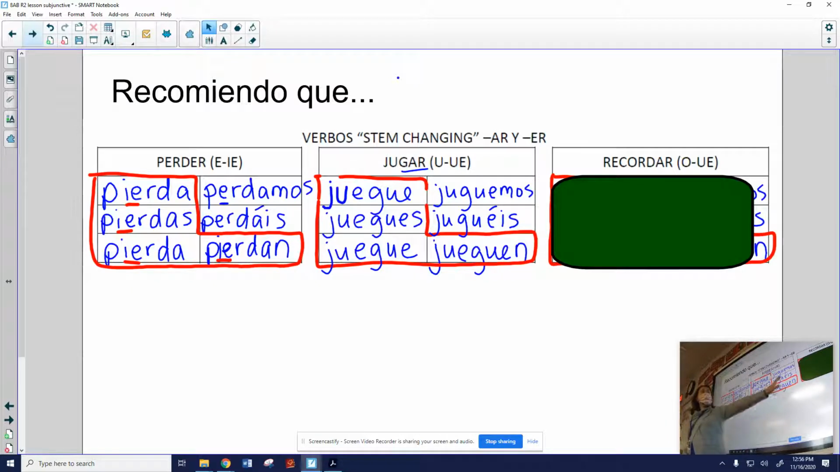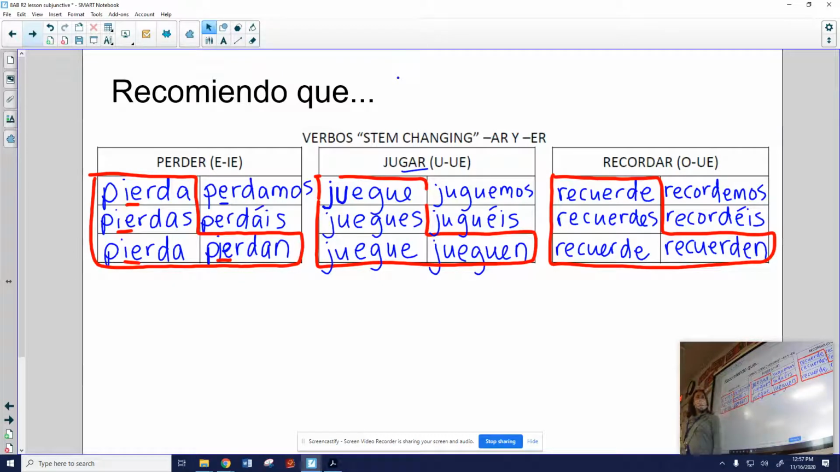Otra vez, in the nosotros form and the vosotros form, there's no stem change in the subjunctive mood for AR verbs and for ER verbs. Recordar means to remember. It's an O to UE stem changer, and it follows a similar pattern. 4 forms in the boot show a stem change. The 2 forms outside of the boot, the nosotros and vosotros form, do not have a stem change. Recuerde, recuerdes, recuerde, recordemos, recordéis, recuerden.